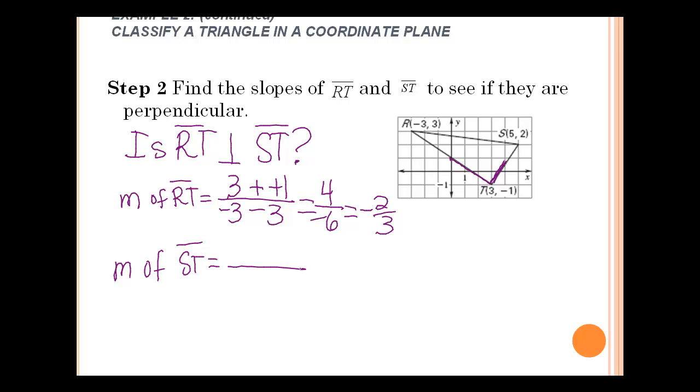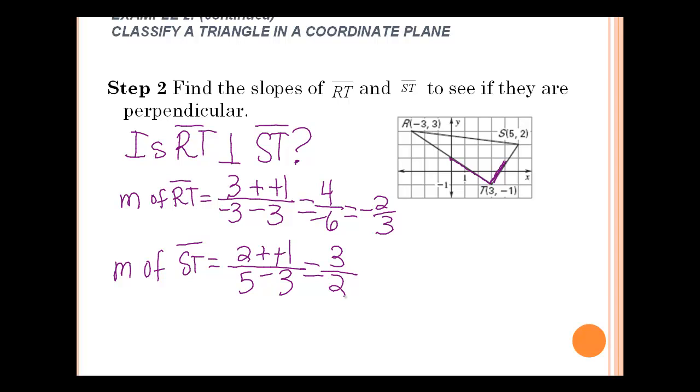Okay, and again, there's our slope formula, fraction bar and minus signs. S is the point (5, 2), so I'll plug 5 in and 2 above it. T is the point (3, -1), so 3 goes there, negative 1 goes above it. We reduce across, this becomes addition, so 2 plus 1 is 3 over 5 minus 3 is 2.